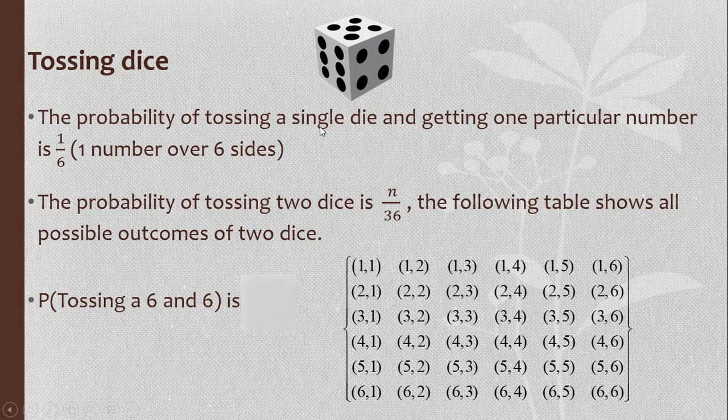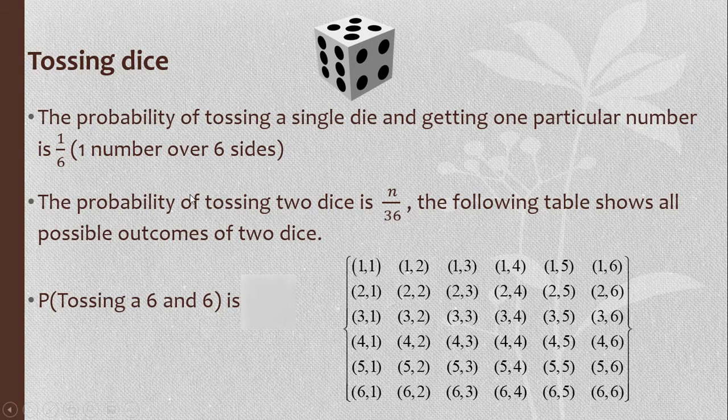So the probability of tossing a single die and getting one particular number is 1/6. There are 6 sides, so any one number is going to happen 1/6 of the time. The probability of tossing 2 dice at a time is n over 36 because now I've got 36 possibilities. It looks like this.